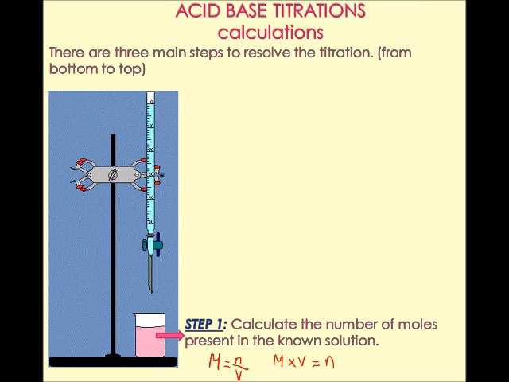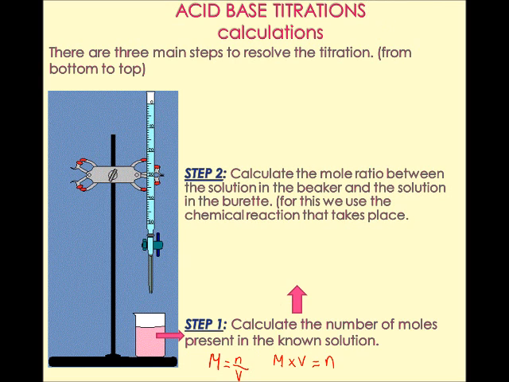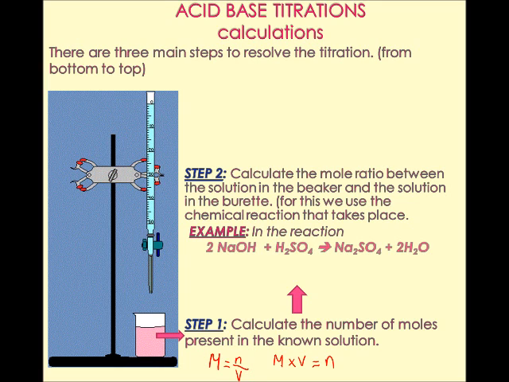Now, after that step, we need to calculate the ratio between the ions that are present in the base and in the acid. For that, we need the formula of the acid and the formula of the base to see how many ions are present in each. In the example, I put sodium hydroxide and sulfuric acid, just for us to know that it's not always a 1-to-1 ratio.